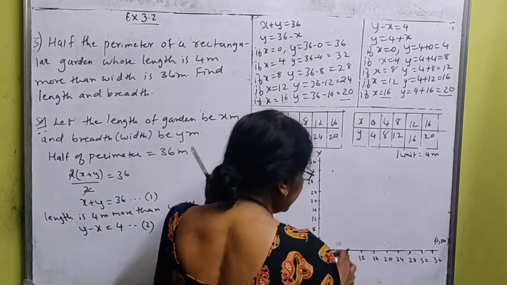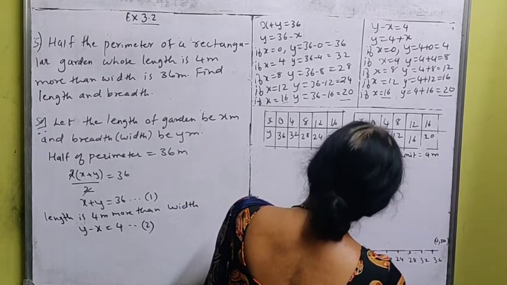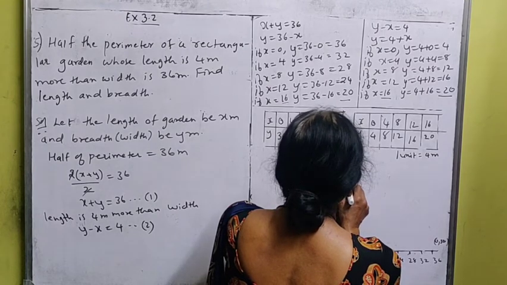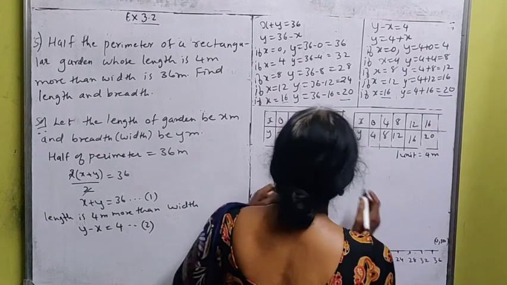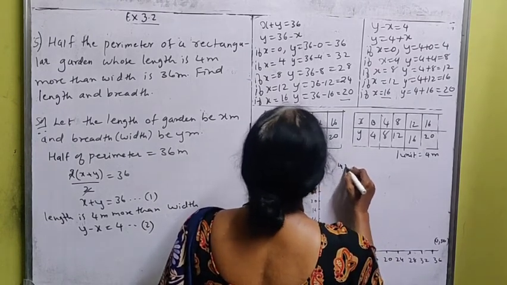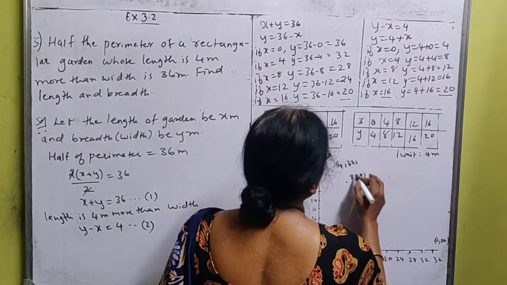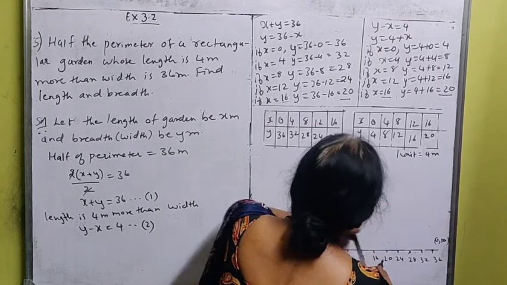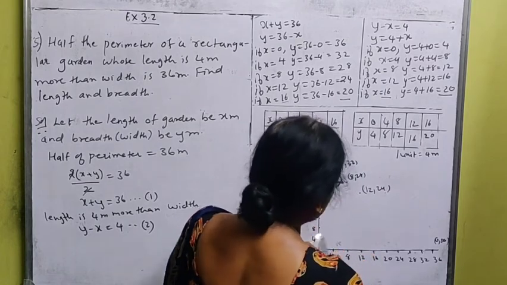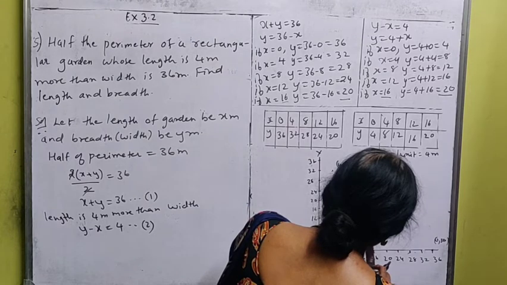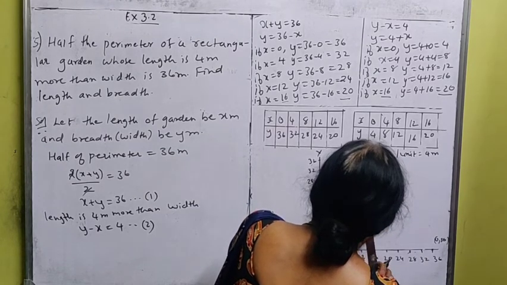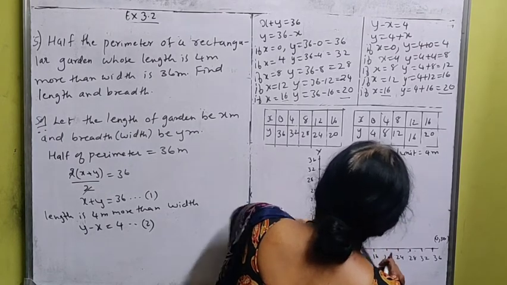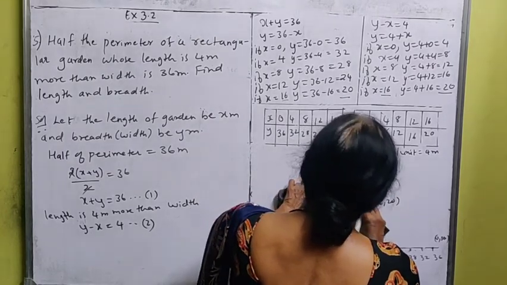Next, 8, 28. 8 is here and 28. Sorry, this is 4, 32, and then 8, 28. Next is 12, 24. Next is 16, 20. So all these points are coming in a straight line.